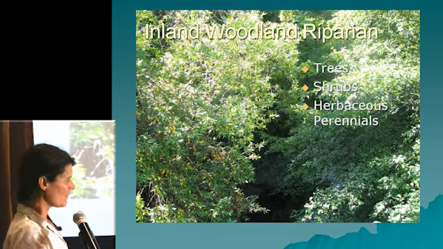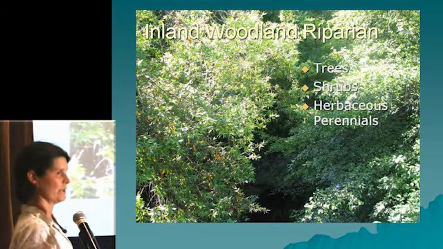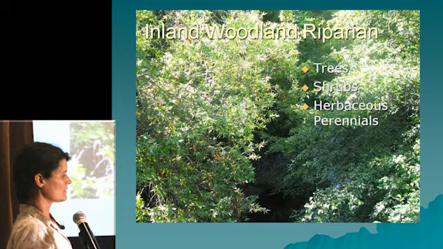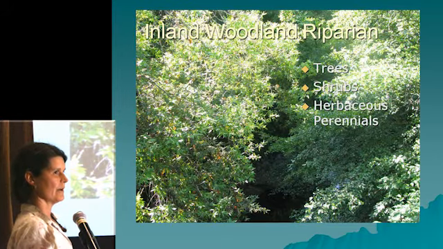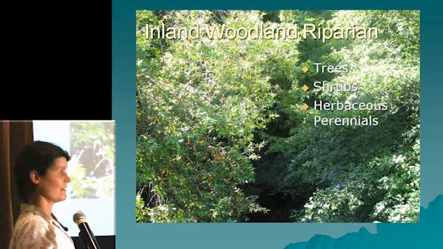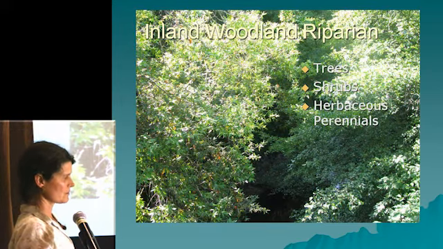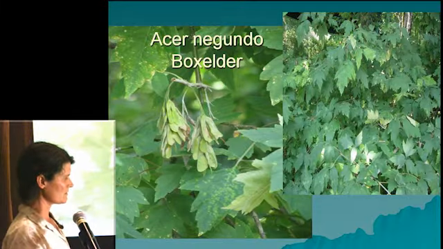So now I'll talk more about inland woodland riparian, and mostly that just means a bit more open areas. So you've got, what do you have close to here? Coyote Creek is what I would consider this. There's also parts in Santa Cruz that can be this way too. And so we'll go into the trees, shrubs, and herbaceous perennials.